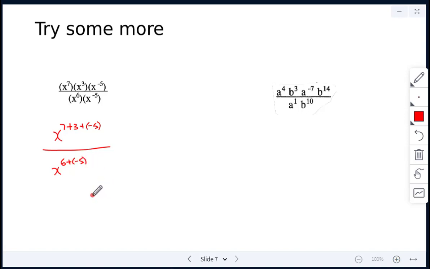All right, so then we would continue to simplify that. So we get here 7 plus 3 plus the negative 5 gives me x to the power of 5. And then here for a denominator, 6 plus negative 5, which gives me x to the power of 1. Now we can use our quotient law, where we would subtract our exponents. So x to the power of 5 minus 1, which becomes x to the power of 4.